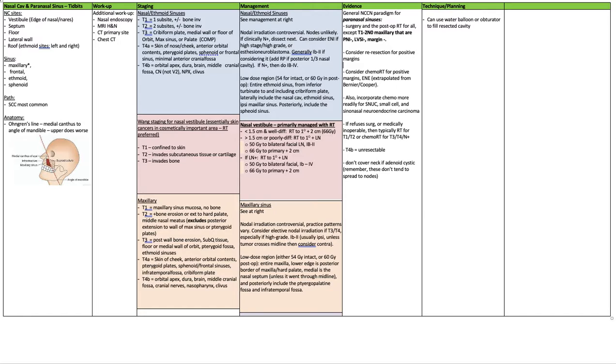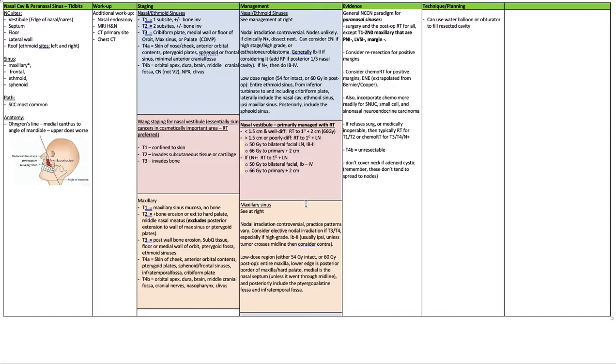For nasal vestibule cancers, less than 1.5 centimeters and well differentiated, radiation to primary, and 2 centimeters to 66 gray. Greater than 1.5 centimeters or poorly differentiated, radiation to primary and lymph nodes. 50 gray to bilateral facial lymph nodes, 1B to 2, 66 gray to primary plus 2 centimeters. If lymph node positive, radiation to primary and lymph nodes. 50 gray to bilateral facial, levels 1B through 4, 66 gray to primary plus 2 centimeters.